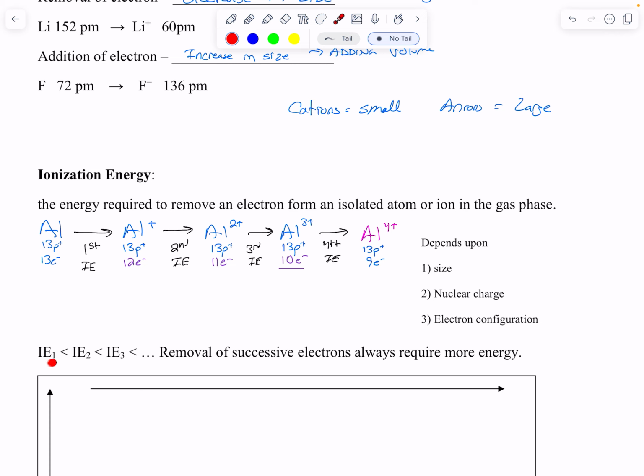If you look at this, we show you that IE1 is always smaller than IE2 and then IE3. So IE1 here is going to be less than IE2, which is going to be less than IE3, which is going to be much, much, much less than IE4. Why? Because these are valence electrons, and this would be a core electron. So there's always a much bigger energy requirement to get rid of a core electron.